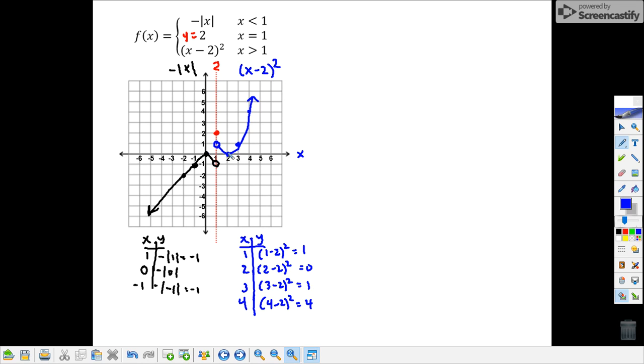What you'll notice is at the coordinate (1, 1), we have a point. At (2, 0), we have a coordinate. At (3, 1), we have a coordinate. And at (4, 4), we also have a coordinate. Okay? So if you need to, just use a table. Go through the whole table. And that's piecewise.